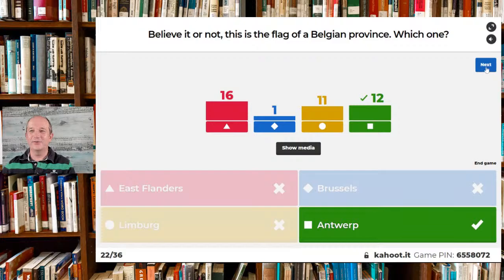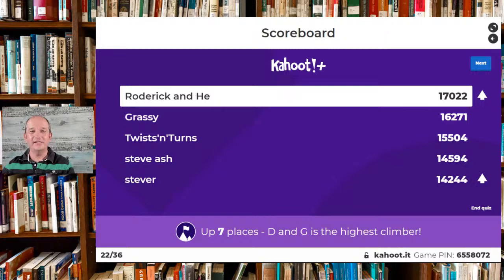And let's have a quick look and see what they did at the scoreboard. Roderick and Helen, I think that's your first time into first place. Well done on 17,000 points. Grassy in second, Twist and Turn, Steve Ash and Steva. I think we've seen Steva before, so well done into the top five there. And D&G highest climber up seven places. Well done. So let's move on.